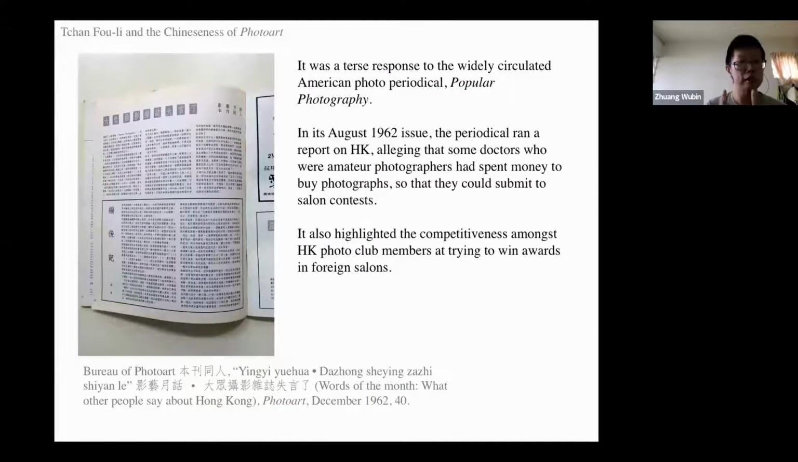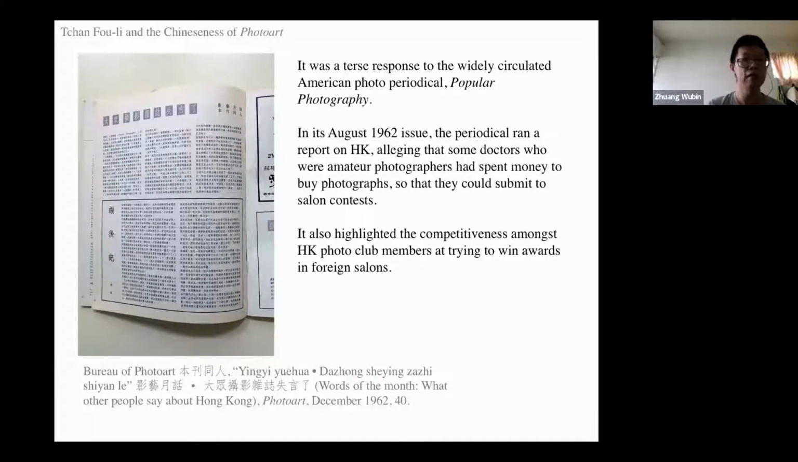And then also in the same issue, at the end, where they put out a kind of editorial, it was a response to a very popular American magazine at that time, Popular Photography. So in its August 1962 issue, Popular Photography from America ran a report on Hong Kong, alleging that some of the doctors who were also amateur photographers had spent money to buy photographs so that they could submit to salon contests.